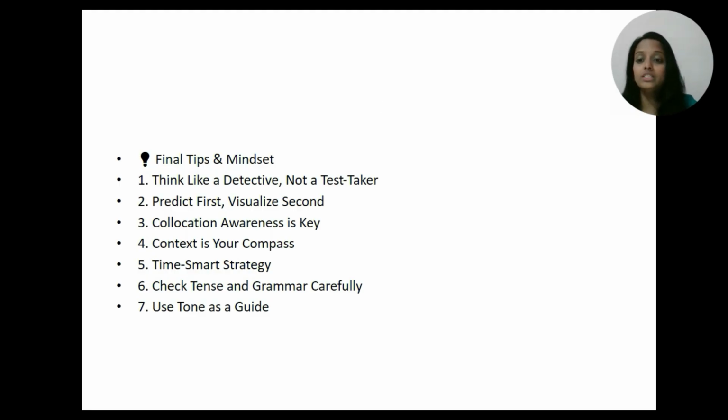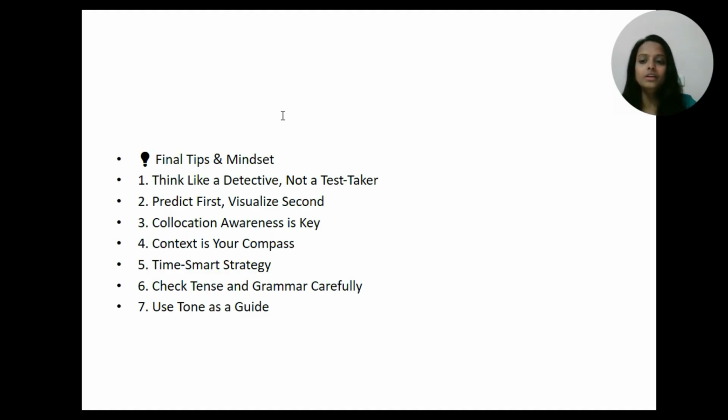Then the second one is predict first, visualize second. Mentally, you have to insert a word that feels correct before even glancing at the answer choices. That's what we have done. So read the full sentence with your predicted word. Does it sound natural or logical? This strategy prevents you from being distracted by similar looking but incorrect options.